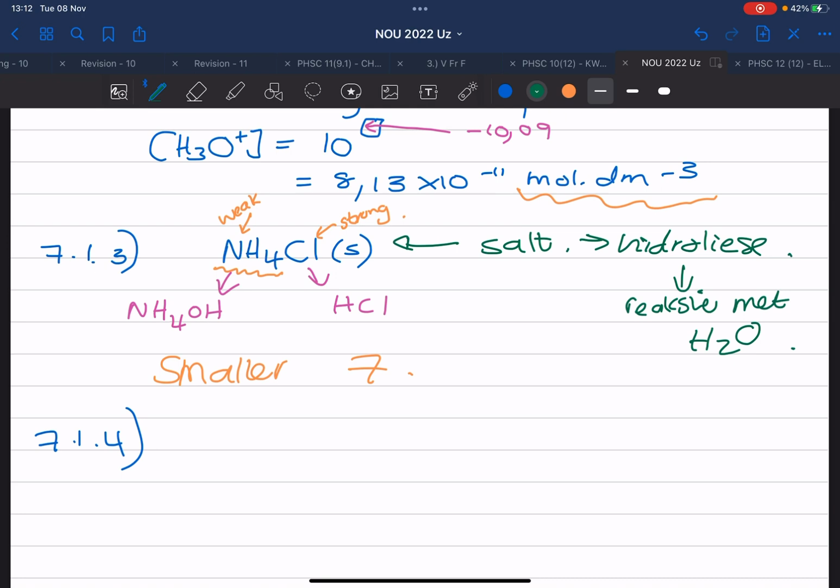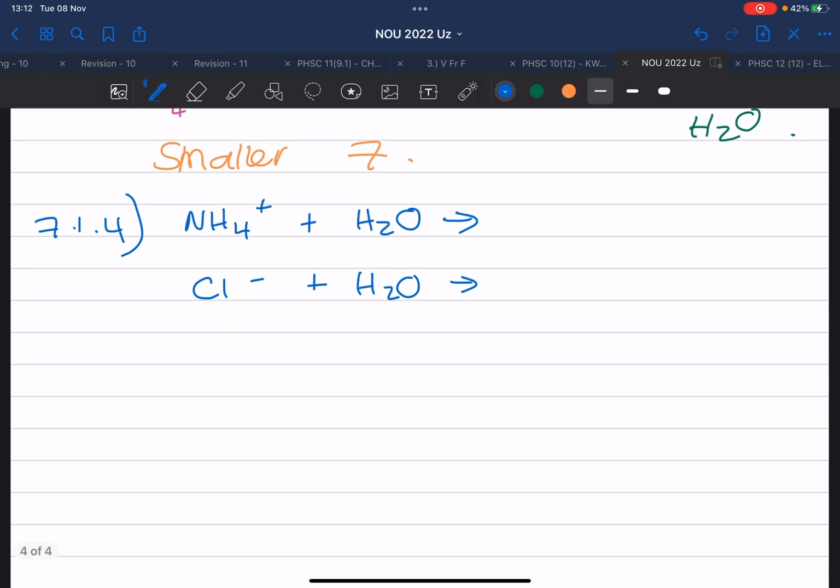Okay, so we take this salt, hierdie sout. En ons gaan hom oplos in water. They say there is the ammonium chloride solution. Oplossing. So jy het hierdie sout gevat, jy het hom opgelos in water. So wat jy basically het, is jy die ammonium ioon wat reageer met water, en jy die chloor ioon wat gaan reageer met water.